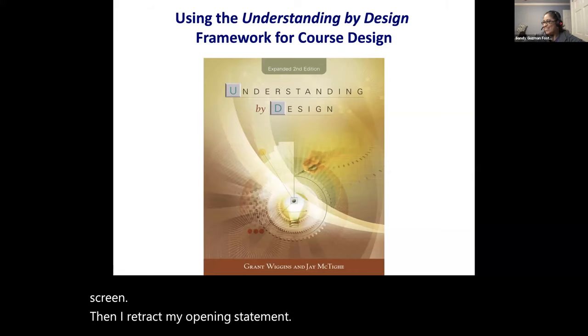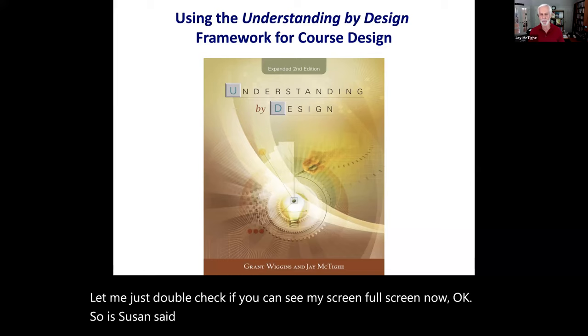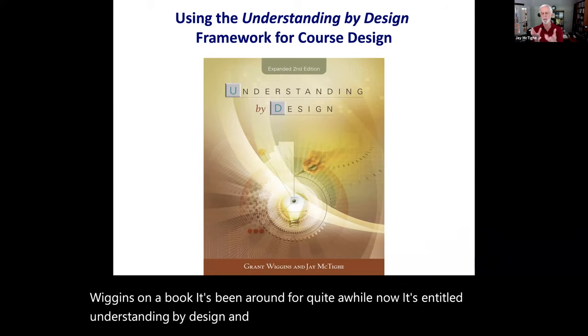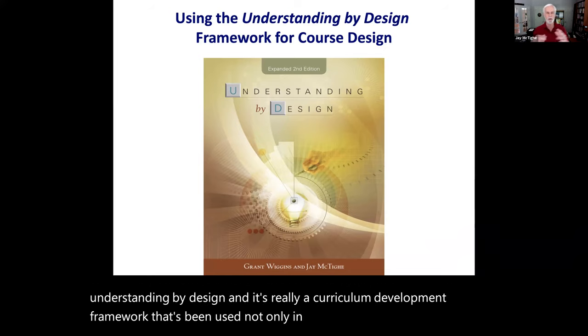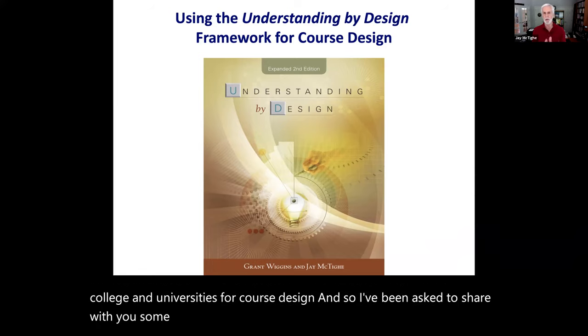Let me just double check if you can see my screen, full screen now. OK. Yes. So as Susan said, I did have the honor of working with my colleague Grant Wiggins on a book. It's been around for quite a while now. It's entitled Understanding by Design, and it's really a curriculum development framework that's been used not only in K-12, but is being used in college and universities for course design. And so I've been asked to share with you some ideas from our book toward that topic.